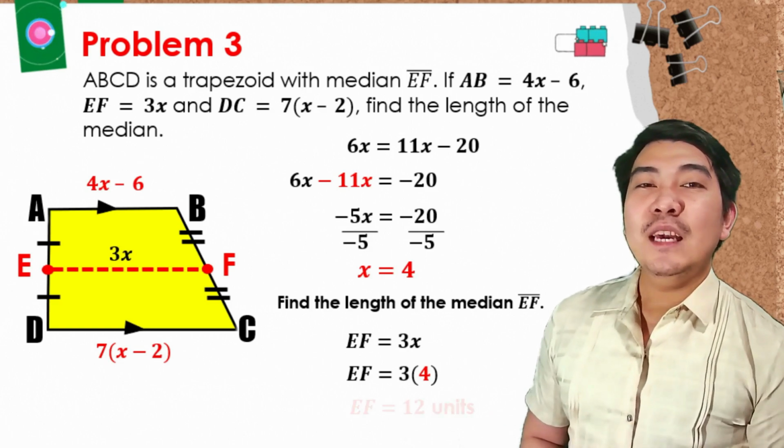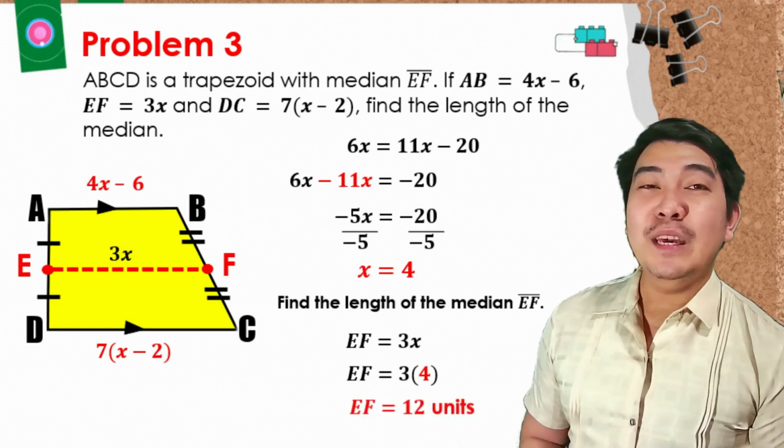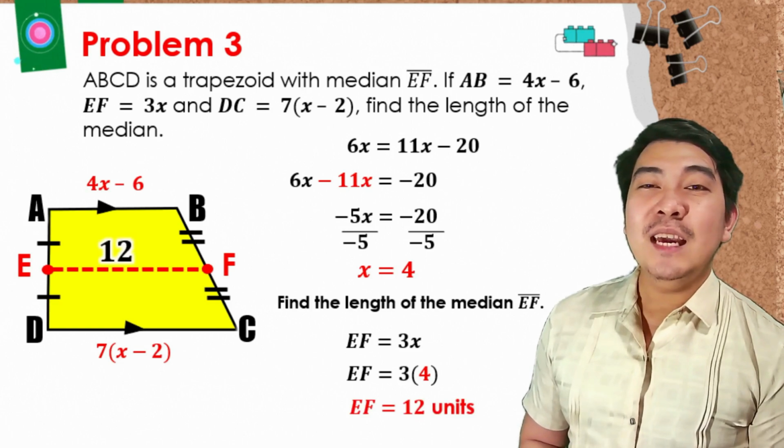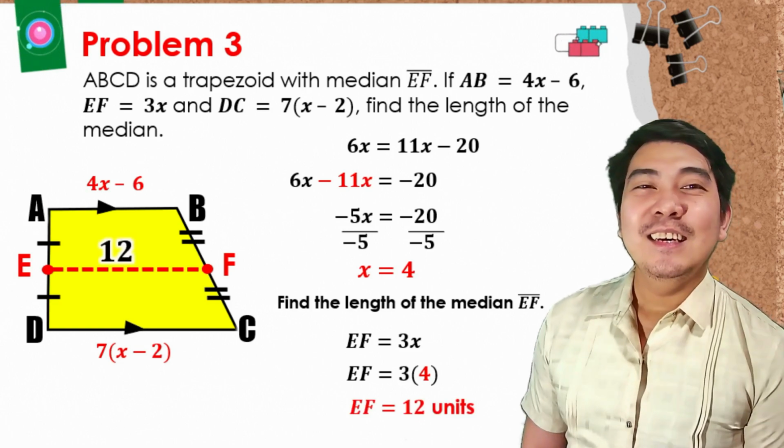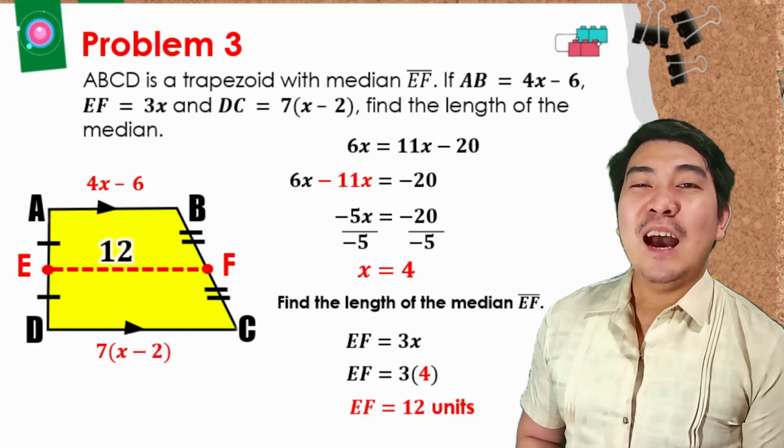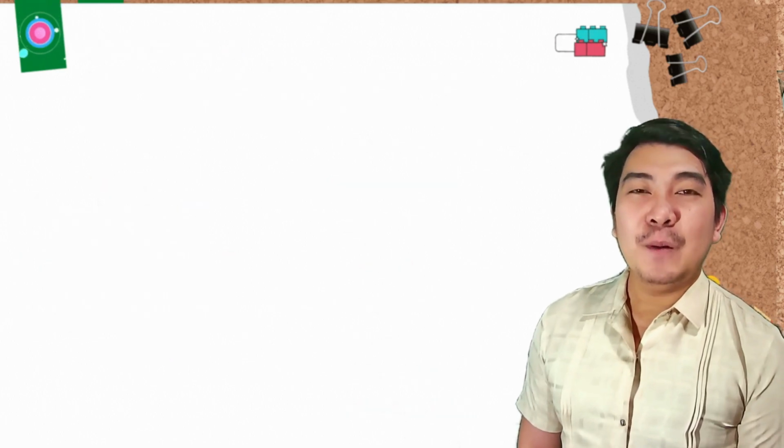3 times 4 is 12. So therefore, we can say that the length of the median is 12 units. So next, let us have problem number 4.